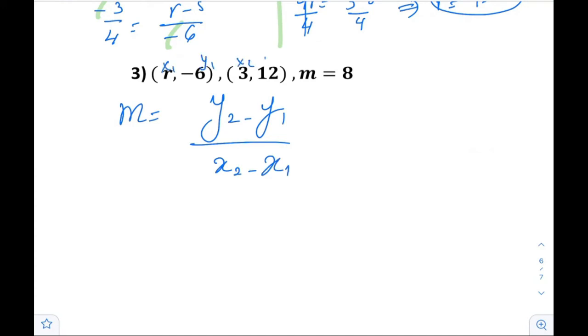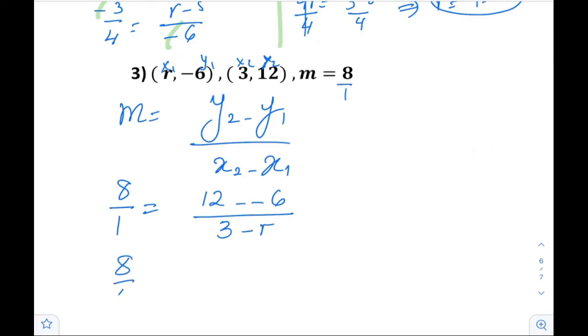And we solved different examples. One when x is unknown, one with y unknown. Now 8 here, we can write it as 8 over 1, because 8 over 1 is 8, the same thing. And we will apply what we have done before. Simplify 18 over 3 minus r. Cross multiply. Some of you may like to simplify.